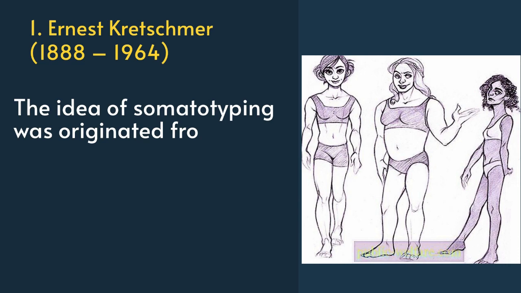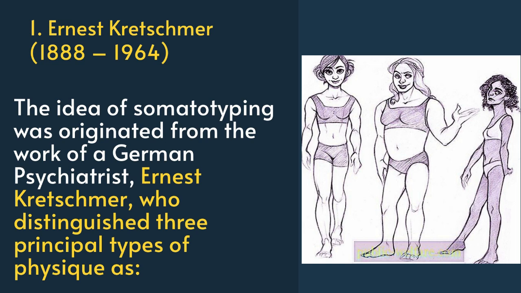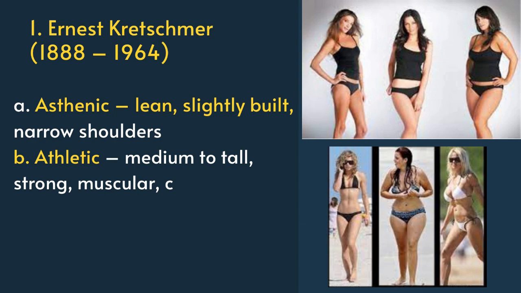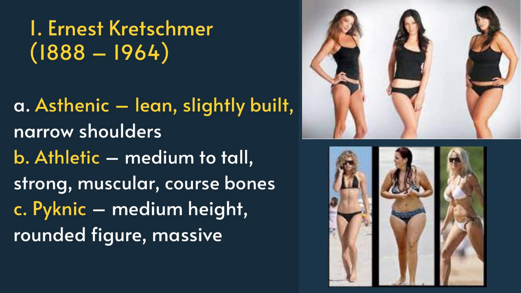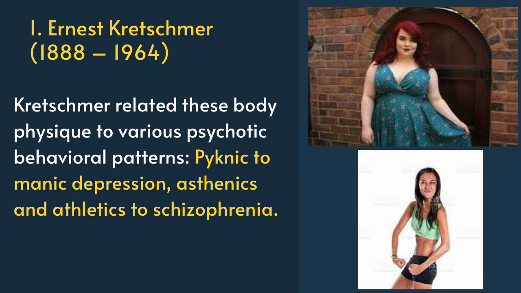Ernest Kretschmer, 1888-1964. The idea of somatotyping was originated from the work of a German psychiatrist, Ernest Kretschmer, who distinguished three principal types of physique as: a. asthenic, lean, slightly built, narrow shoulders; b. athletic, medium to tall, strong, muscular, coarse bones; c. pyknic, medium height, rounded figure, massive neck, broad face. Kretschmer related these body physiques to various psychotic behavioral patterns: pyknic to manic depression, asthenics and athletics to schizophrenia.